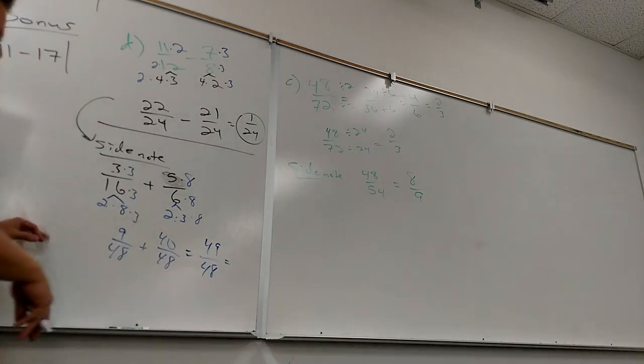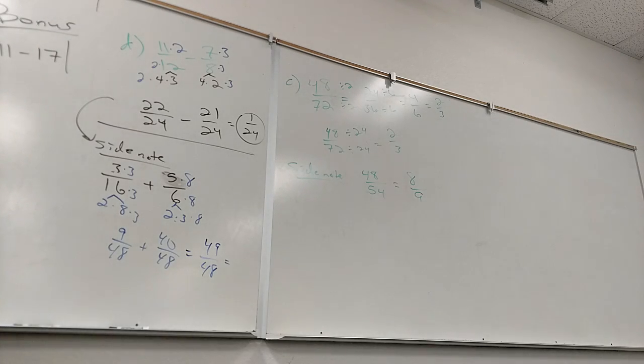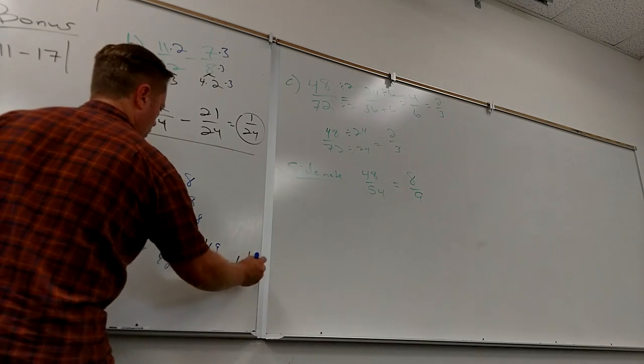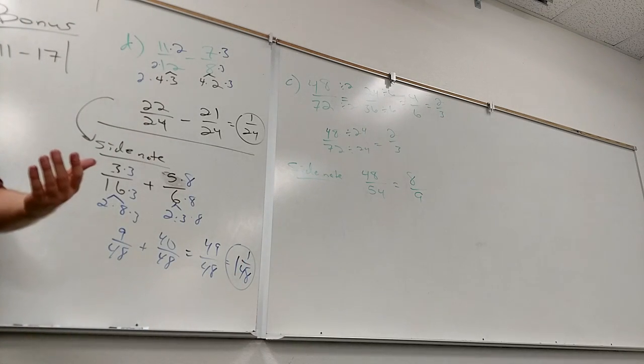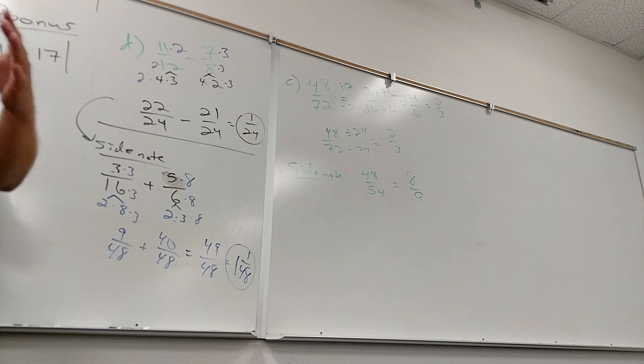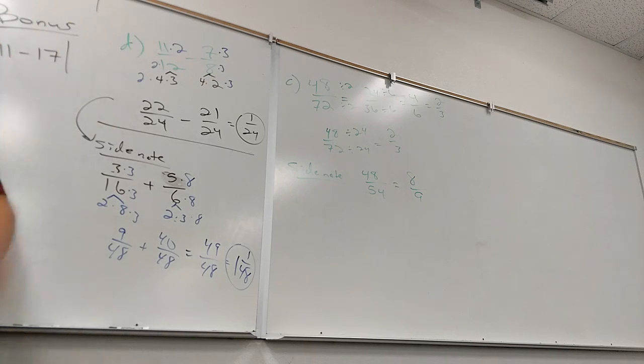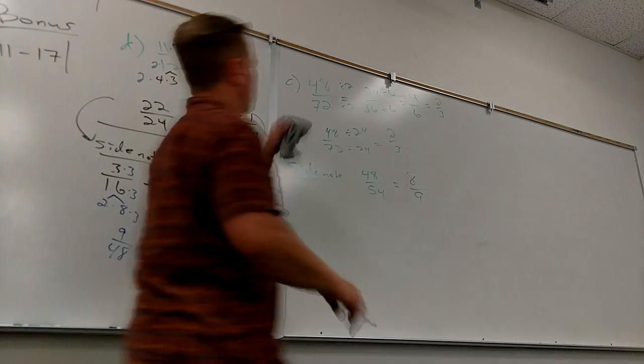What is that as a mixed number? Good. 1 and 1 over 48, just in case they want it like that. I'll tell you what form I want it in. If I don't say, then you can put it in whatever form you want. This is my final form.